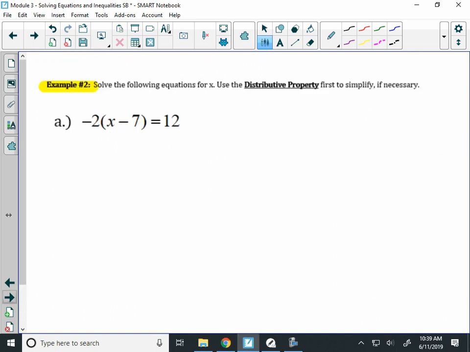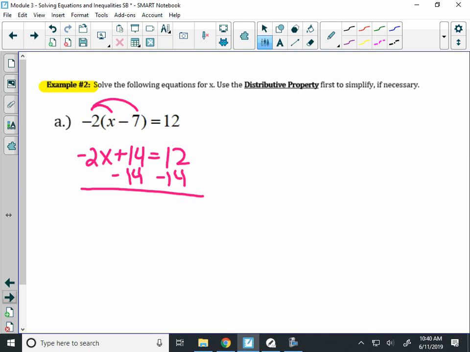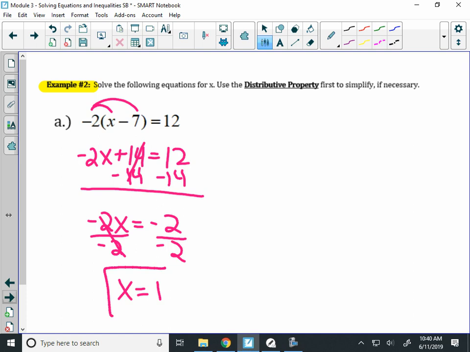Now let's look at example 2 here. All right, in order to solve these, I'm going to have to get rid of the parentheses first. So what I'm going to do is distribute the -2. -2 times x is -2x, and then positive 14 equals 12. Now that the parentheses are gone, it's really easy to go ahead and subtract 14 from both sides. -2x equals -2, and then go ahead and divide by -2. Negative divided by a negative is a positive 1.